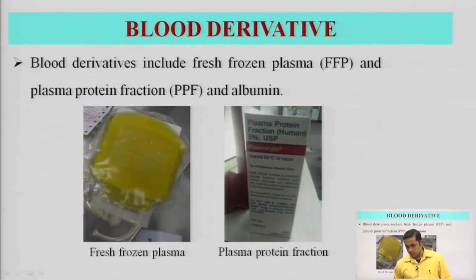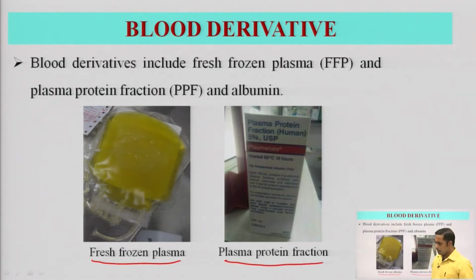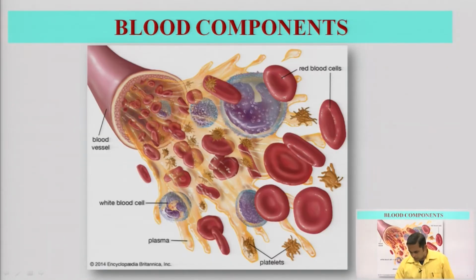So, let me first tell you about blood derivatives. I hope many of you might have seen in your life various kinds of fresh frozen plasma or plasma protein fractions. So, the question is how these products are actually produced, how you make such products and where you may use them. To tell you that, I will have to tell you the basics.